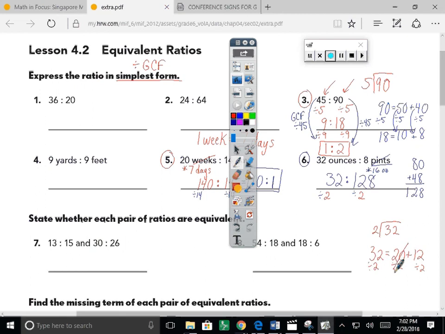Well, what happens here? What's half of 20? 10. What's half of 12? 6. And 10 plus 6 actually gets me 16. So half of 32 must be 16. There we go. I'll record it.